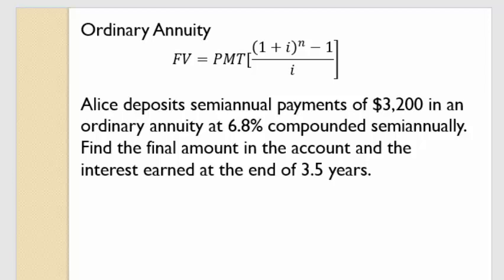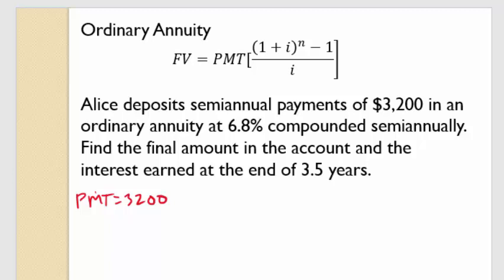So in this problem, Alice deposits semi-annual payments of $3,200 in an ordinary annuity at 6.8% compounded semi-annually. Find the final amount in the account and the interest earned at the end of 3.5 years. So I'm going to pull out the information that I know. I know that she's making payments of $3,200 twice a year. So my PMT is going to equal $3,200.